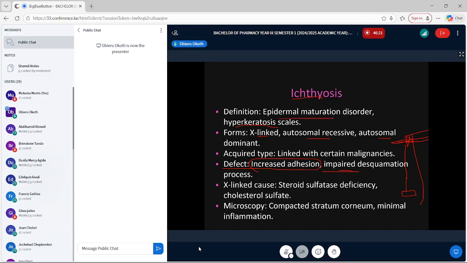This is a disorder of epidermal maturation. There is an enzyme that breaks down cholesterol sulfate, and this cholesterol sulfate normally is what glues the cells together. If cholesterol sulfate is left in place, the cells stick together and are not shed off. The end result is an epidermis that is very thick, the compacted stratum corneum with very minimal inflammation.